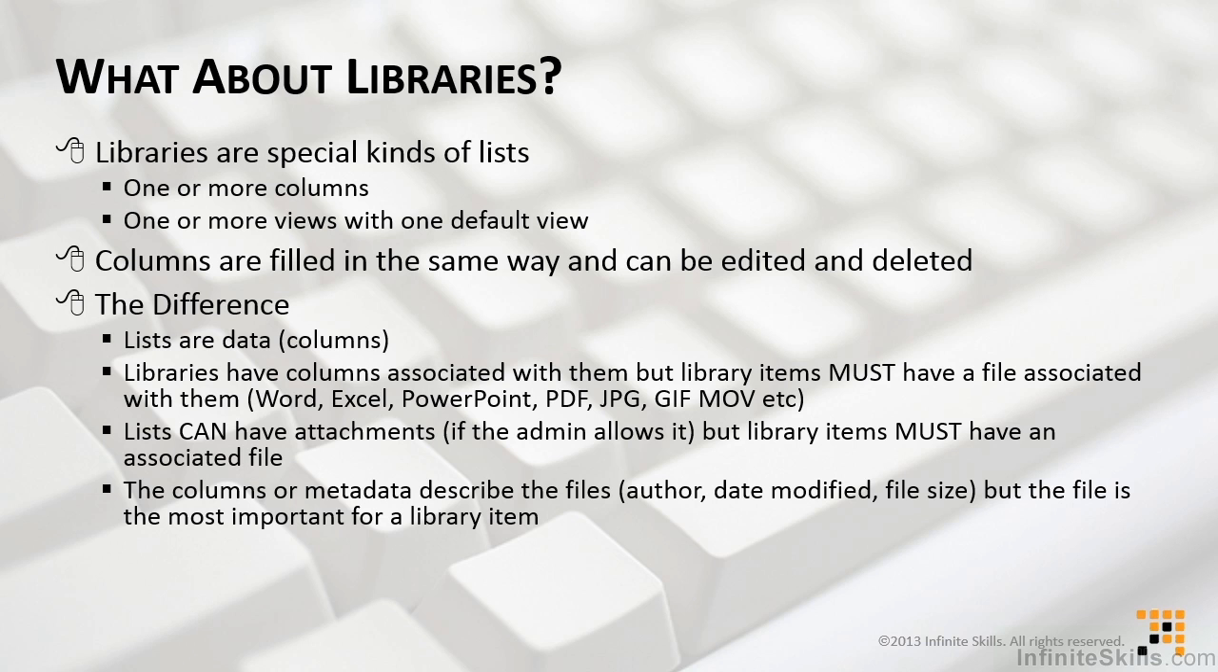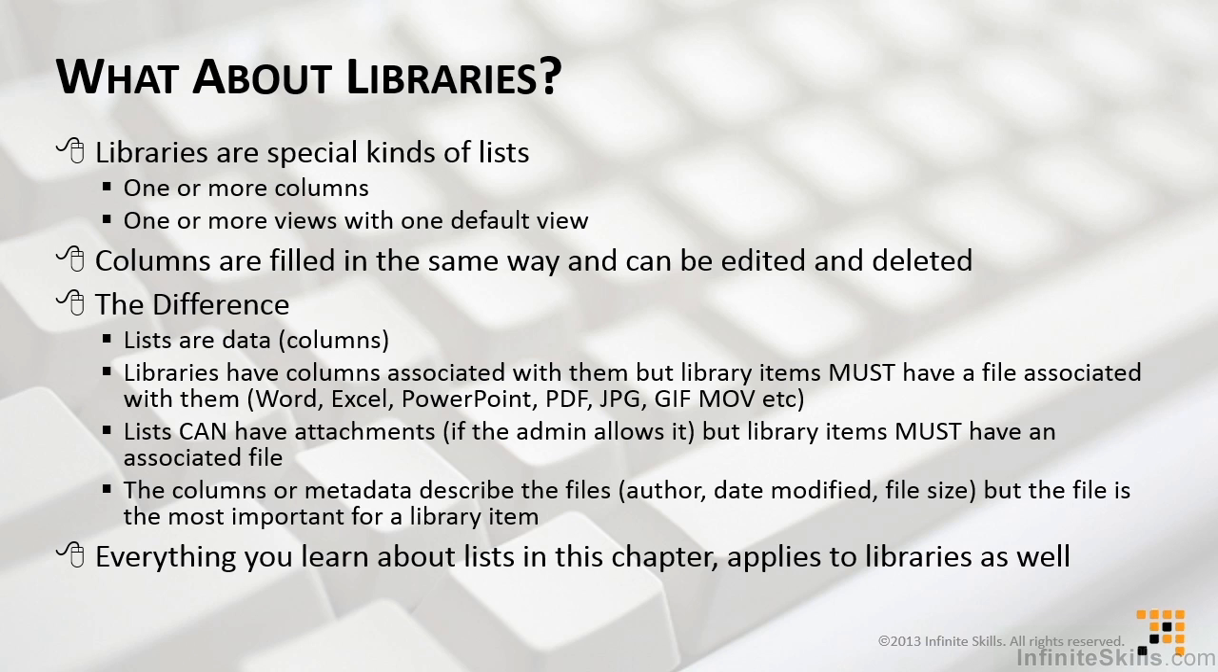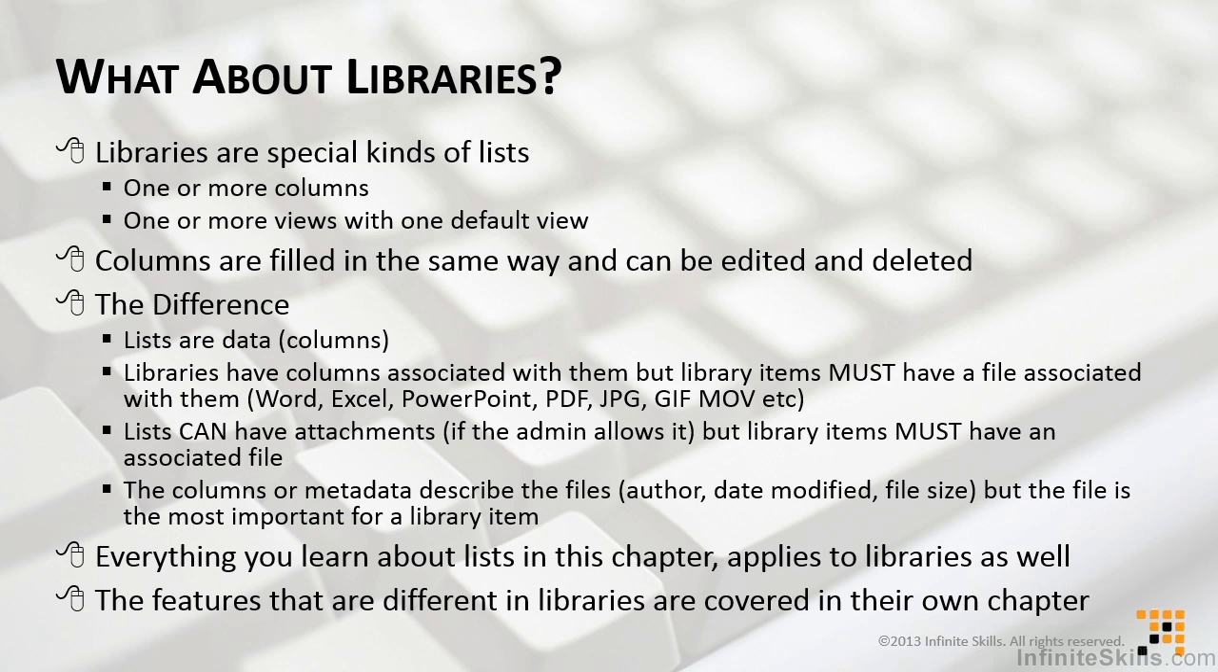For a library, the columns or the metadata describe the files: who the author is, what date it was created or modified, what the actual file size or the playtime is. But for libraries, the file is the most important, whereas lists only rely on the metadata or the columns themselves. The good news is, everything you learn about lists in this chapter applies to libraries as well. The features that are different or specific for libraries are going to be covered in their own chapter, and that's exactly why I organize it that way. Everything that you learn now applies to everything. The specifics for libraries will come a little bit later.